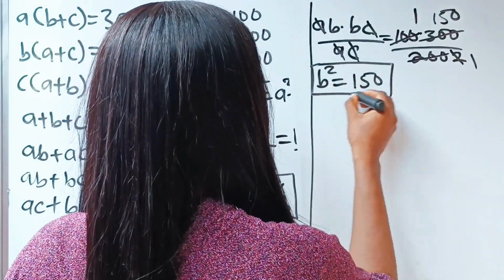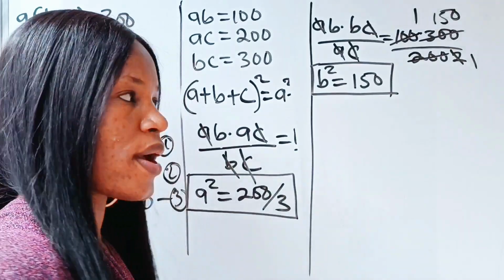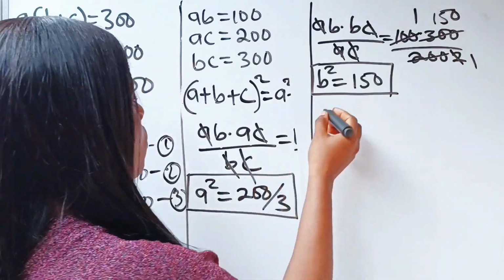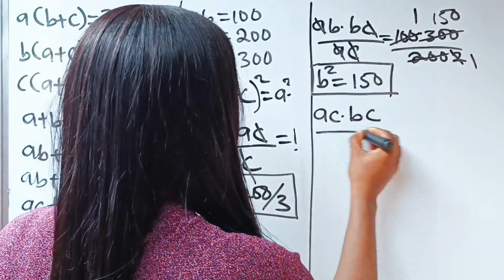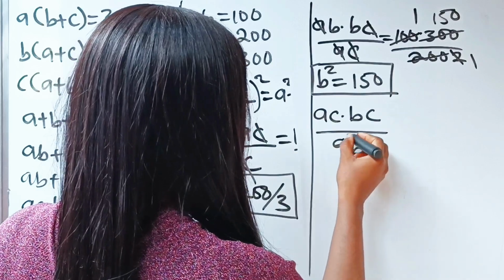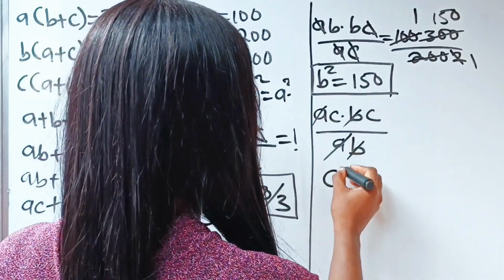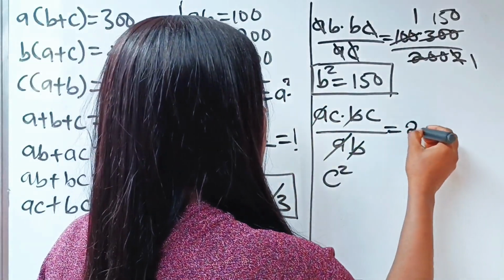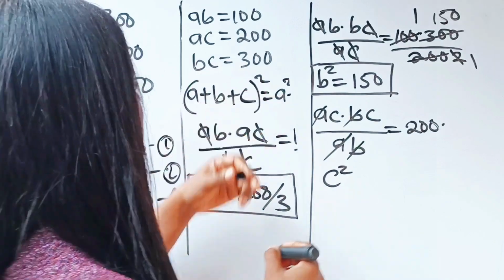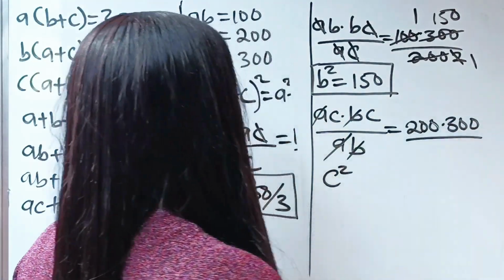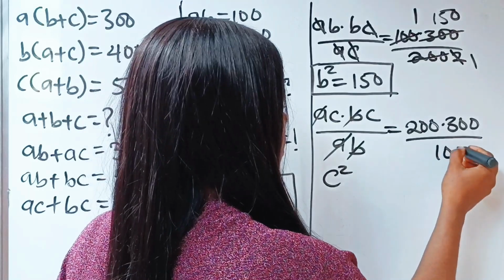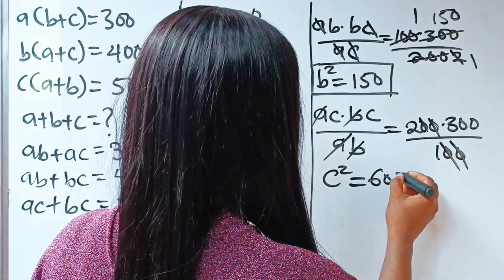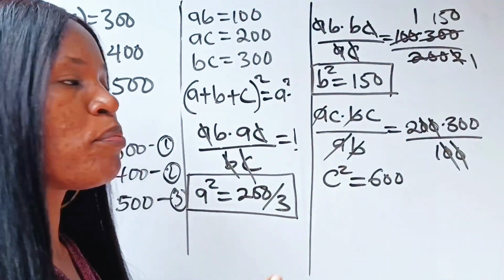Right. Now, let's go ahead and solve for C squared. As usual, we look for two things that have C and C, which is AC and BC. So we are going to multiply AC by BC, and we are going to divide by AB. Now A will divide A and B will divide B, and we have our C squared. Now let's substitute. Our AC is 200 multiplied by our BC, 300, divided by our AB, 100. So that means that C squared is 600. Perfect. Now we have A squared, B squared, and C squared.